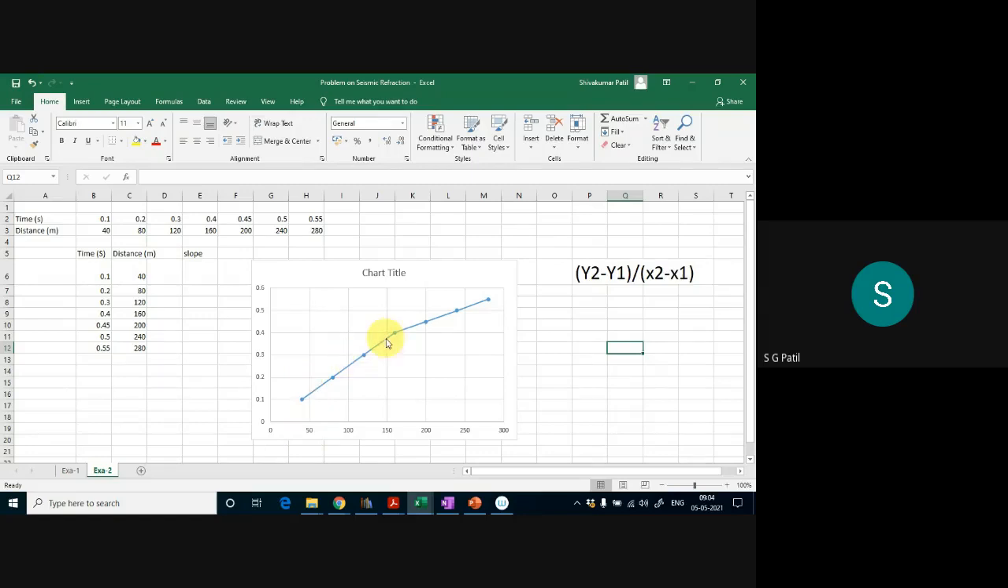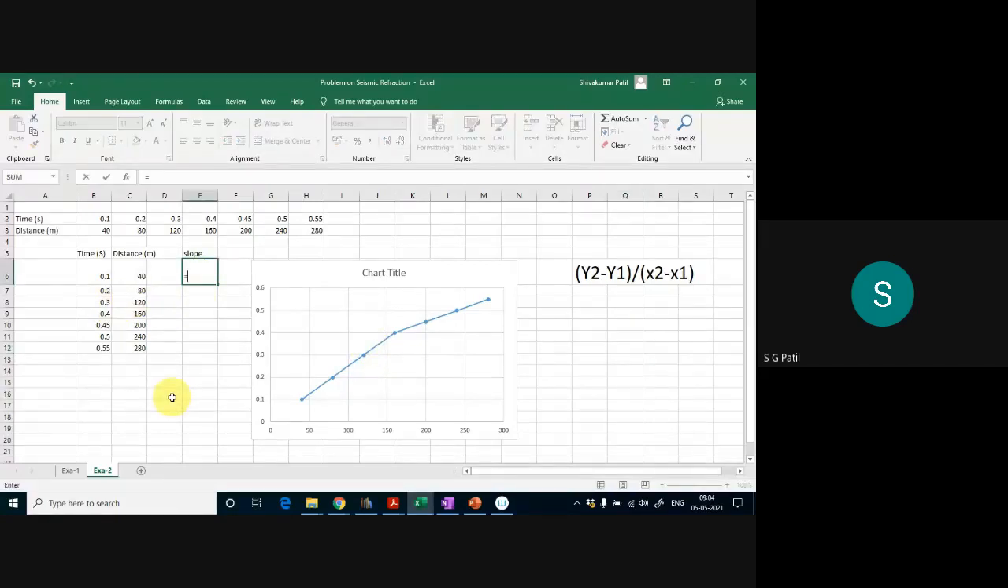The first straight line is this one. What are the coordinates of this? You take x1, y1 and x2, y2 and apply this formula, then I will get the slope of this portion. Similarly, you apply it for the second portion and I will get the slope of that one. To get the slope here, there are four points: 1, 2, 3, 4. So I will calculate the slope here.